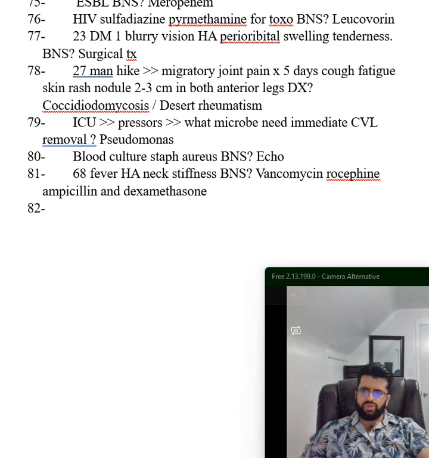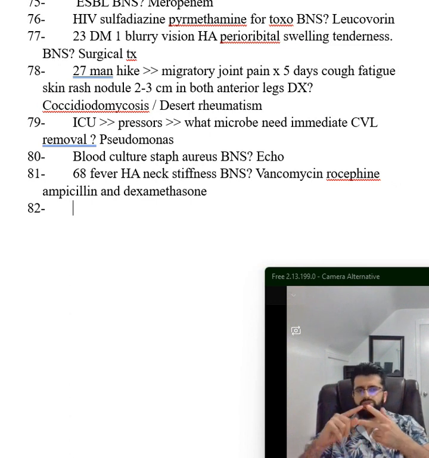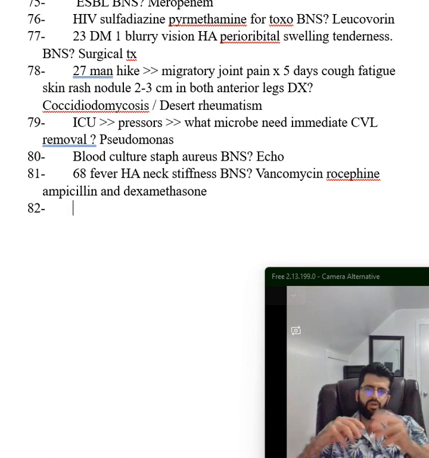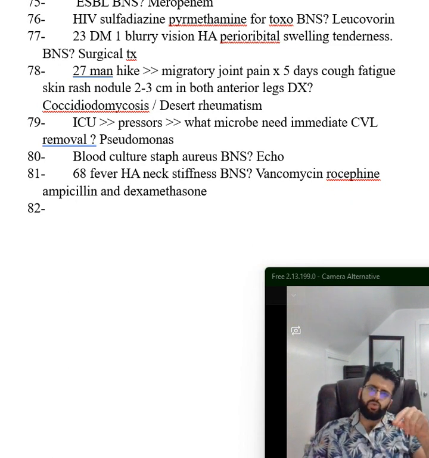Why? Because anyone above 50, you suspect strep pneumo, Neisseria meningitidis, or listeria. Okay, so that's why you want to add ampicillin. The official is just Rocephin and vancomycin, but you add ampicillin here. Why? Because above 50. Okay, you can add dexamethasone as well. So if somebody is younger than 50, from 2 years to 50 years, just vancomycin and Rocephin.